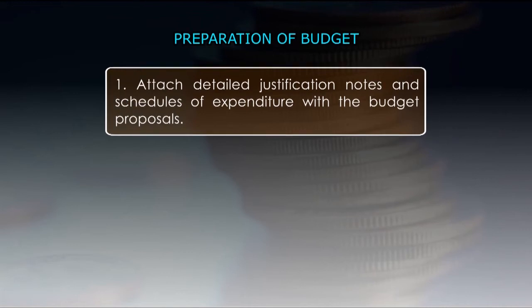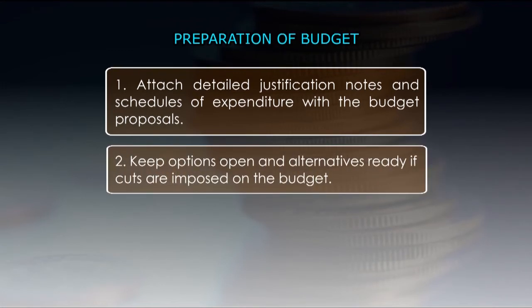Now we have preparation of budget. Important points to be considered while preparing budget are enumerated below. Number 1, attach detailed justification notes and schedules of expenditure with the budget proposals. Number 2, keep options open and alternatives ready if cuts are imposed on the budget.